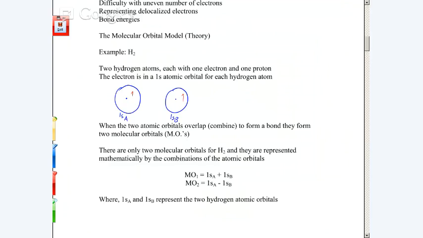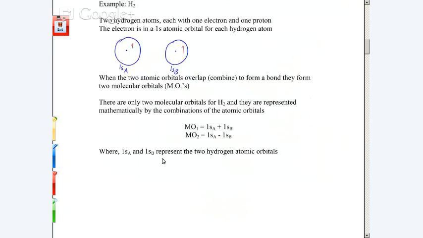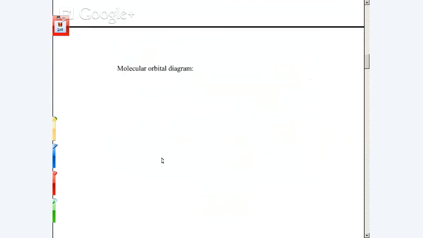Okay. So before, with the localized electron model, we would say these two orbitals combine and bond with each other. Now we're saying these two orbitals combine to form two new orbitals that are going over the entire molecule. We call those molecular orbitals. They're no longer atomic orbitals, they're going to be molecular orbitals. And there are two ways that two things can come together, and those are called linear combinations.